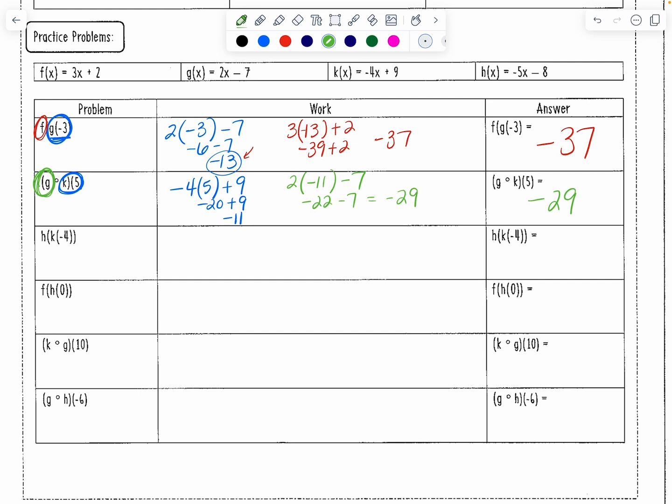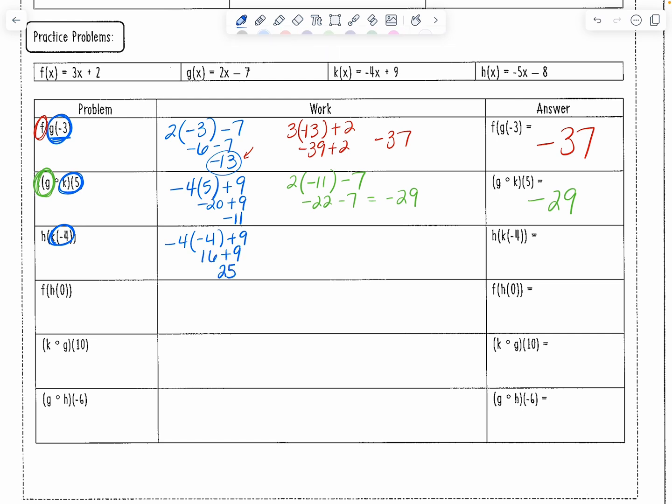All right, let's do one more example. Down here, we're going to start with the innermost. So we're doing k of negative 4. I go to the k function and plug a negative 4 in. So I have negative 4 times negative 4 plus 9. So I have 16 plus 9, which gives me 25.